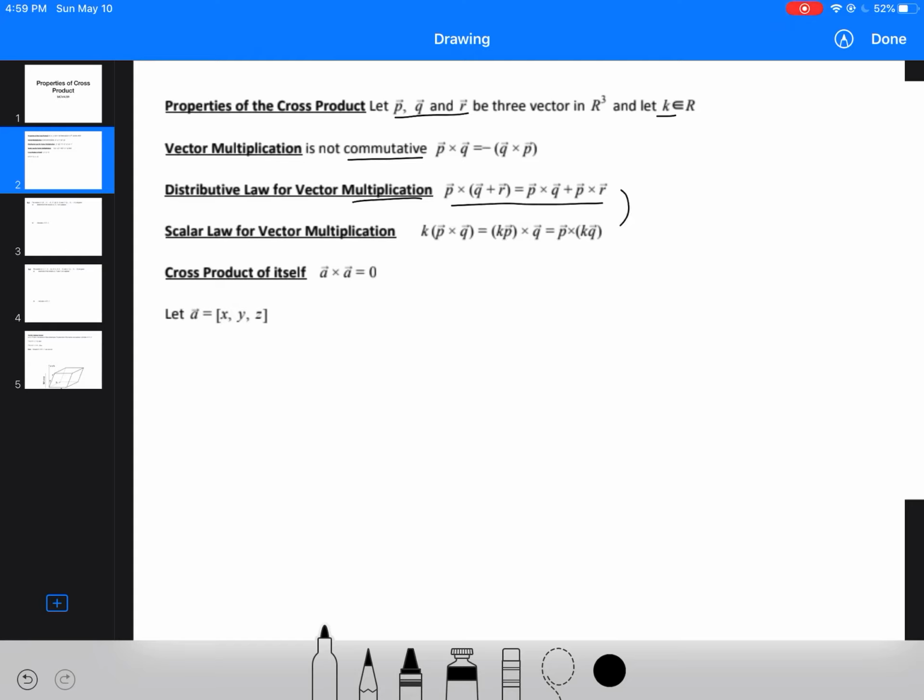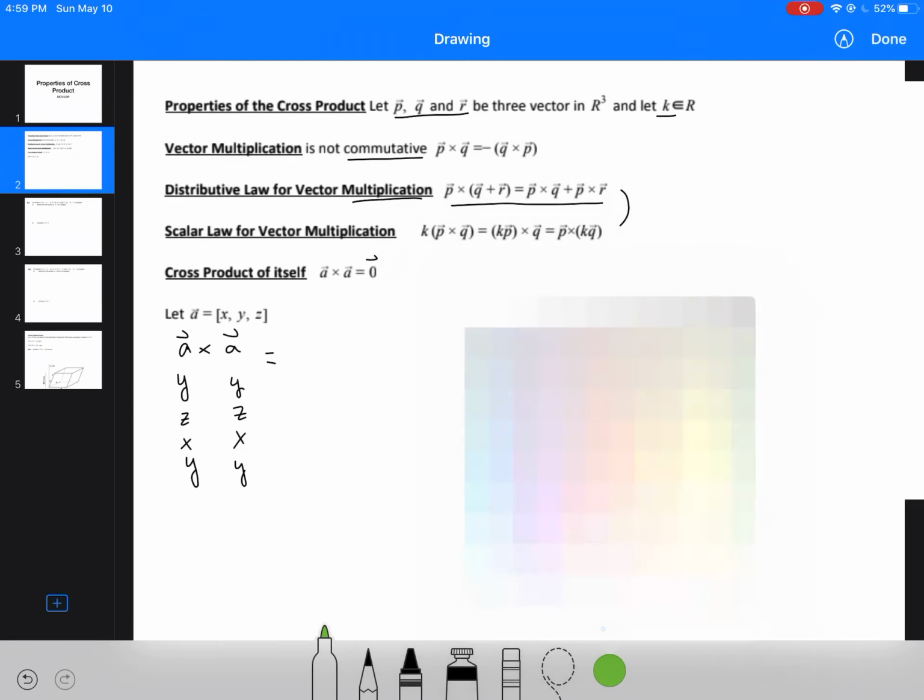And then we have the cross product of itself. So A cross A is the zero vector. So if we do an example of that down here, just to show you that it's true, we have A cross A. So we're going to use our strategy that we did in the first video and write down our coordinates, starting with the second one. And it'll be the same for both because we're doing the same vector.